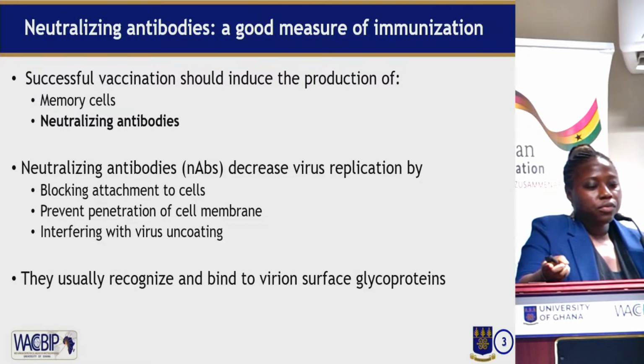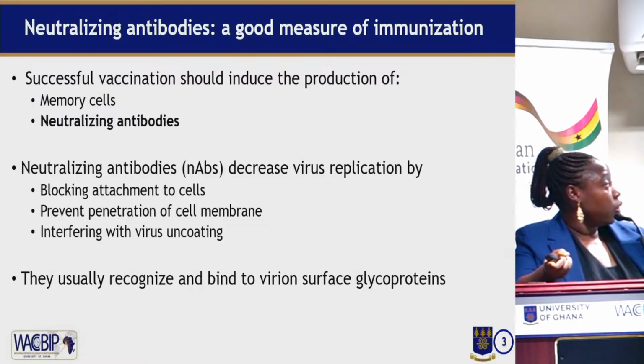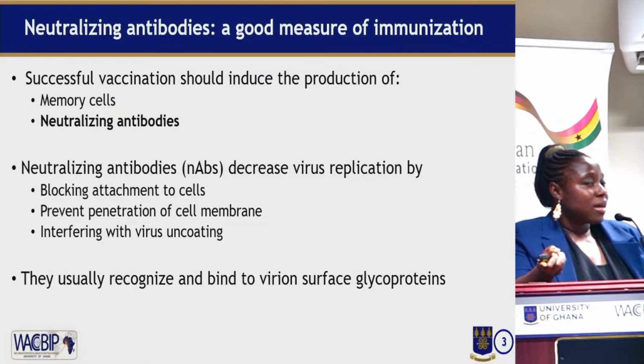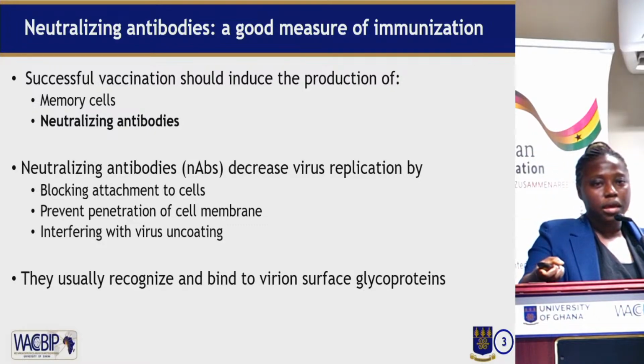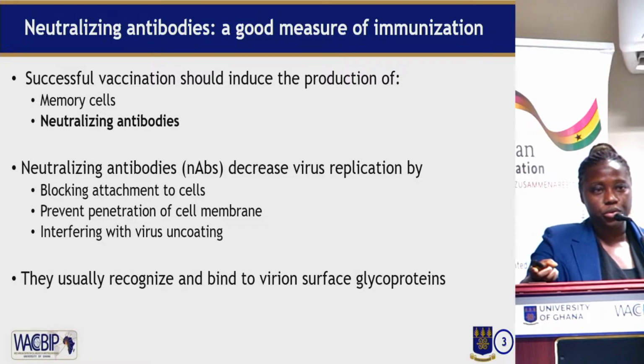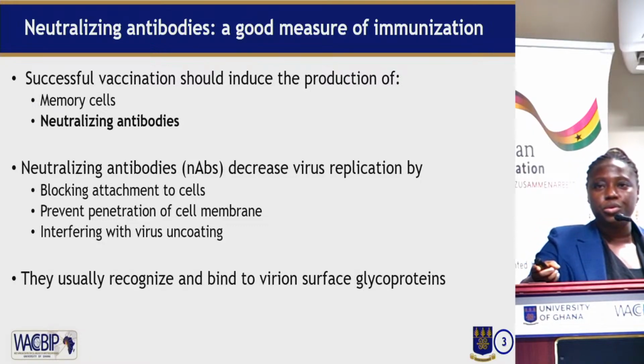So for a vaccination to be successful, we all know that among other things, two main things are what we'd look at. There should be memory cells produced, or the vaccine should be able to induce the recipient to produce memory cells, and also the antibodies produced should be able to neutralize the pathogen.